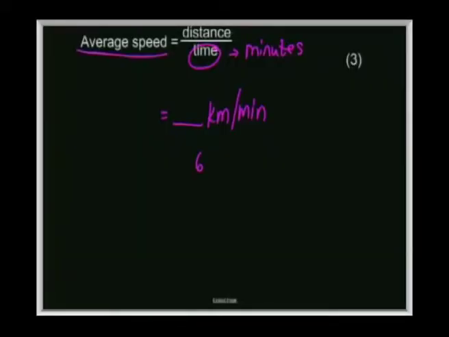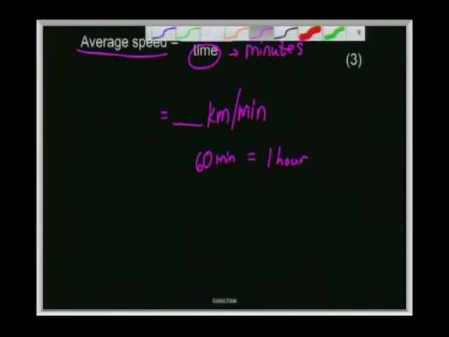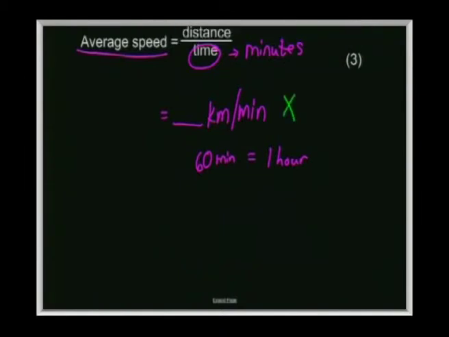Well, we know that there's 60 minutes in 1 hour. So to convert from kilometers per minute to kilometers per hour, we have to multiply our answer by 60, and we'll be able to get our answer in kilometers per hour. Don't forget, that's a very handy trick to know. Let's move on to question 2.